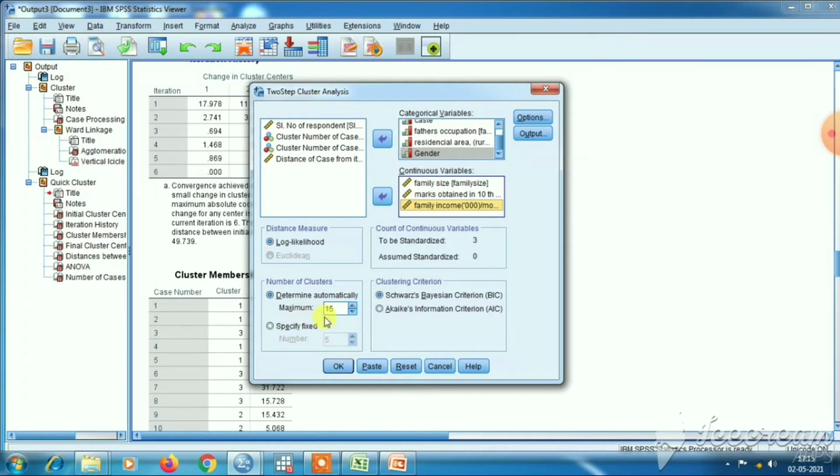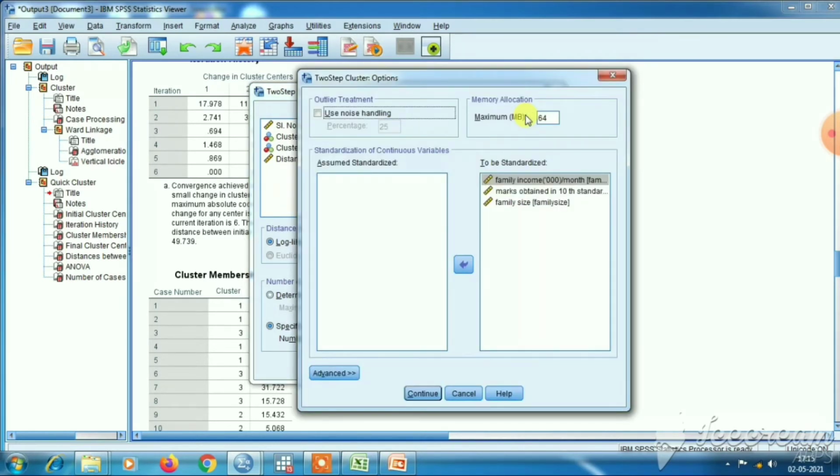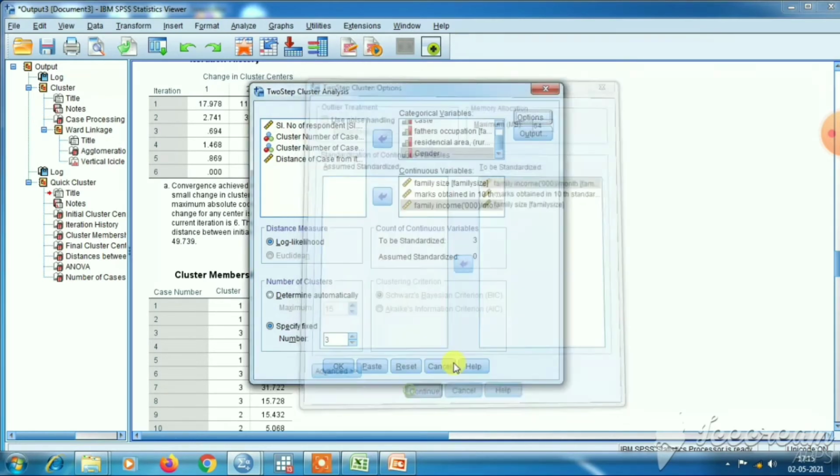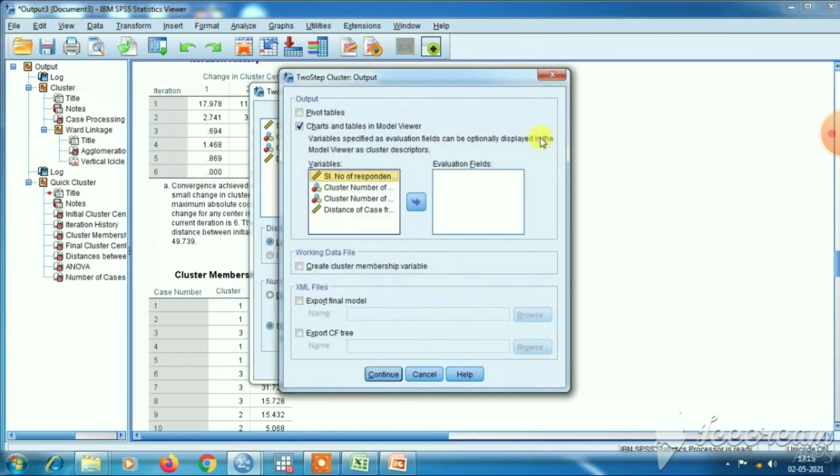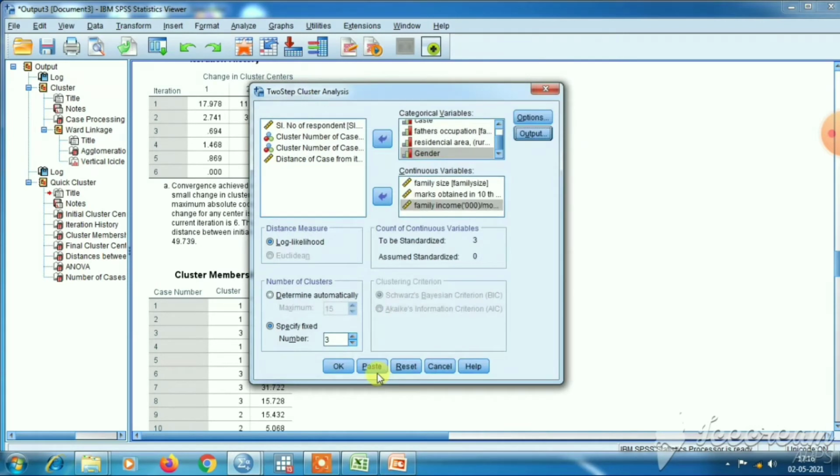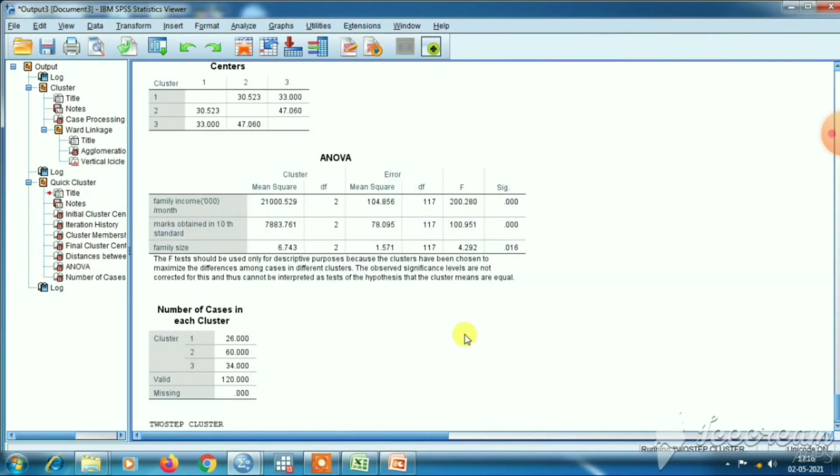Determine automatically the maximum number of clusters, we are not specifying. Since we know the number of clusters is 3, you can write 3 also. Regarding options, no change, continue. Regarding output, you can give pivot table, evaluation, export final model, create cluster membership variable, continue. Click OK.